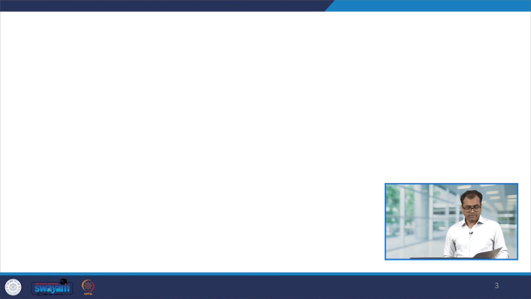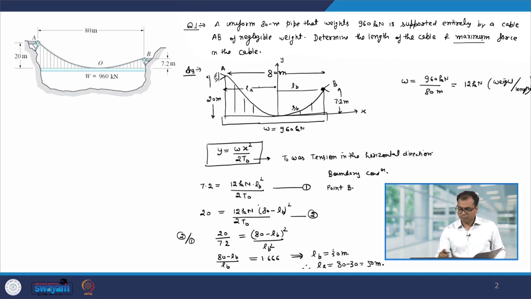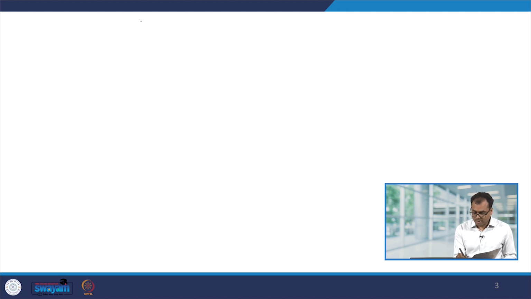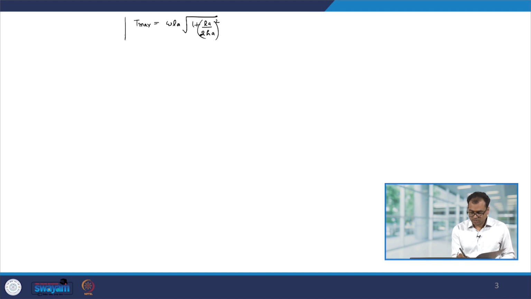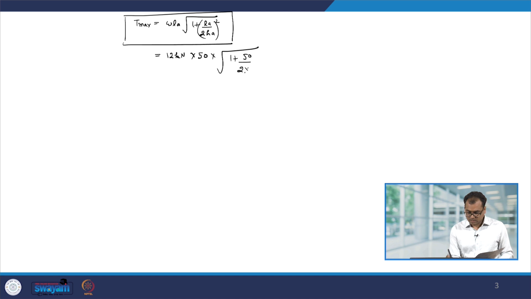Now, let us find out what will be the maximum tension. In the question statement it has asked for the maximum force, so let us find out the maximum tension in the cable. Remember, T max was w LA square root of 1 plus LA over 2 HA, whole square. Here we have used x equal to LA because that is where the maximum tension will be, because that is the highest point in the cable, not LB. So, let us put the values. This will be 12 kilonewton into LA, which is 50, into square root of 1 plus 50 divided by 2 into 20, whole square. This will be 600 kilonewton into square root of 1 plus 25 by 16, and this comes out to be 960 kilonewton.